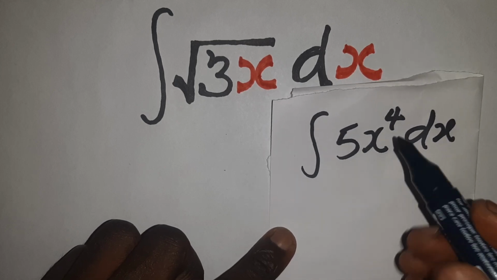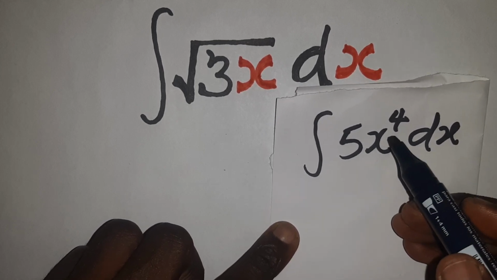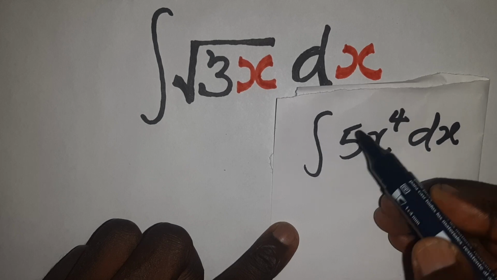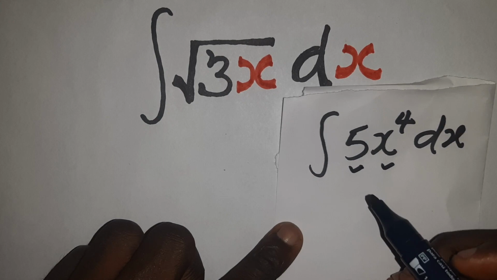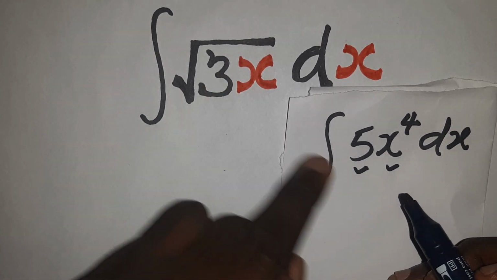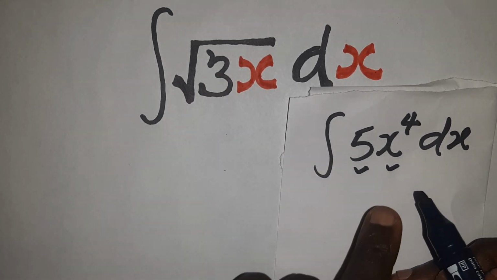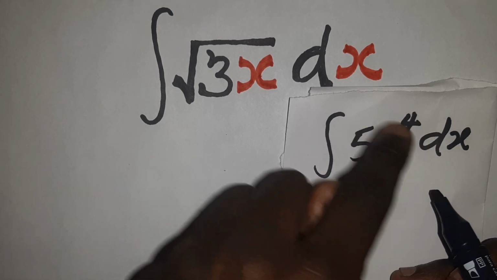We have 5x raised to the power 4, and notice that the x raised to the power 4 and its coefficient, which is 5, are written separately. So we have to rewrite this in this form to be able to integrate this. But first of all, let's see how to integrate this very simple question here.